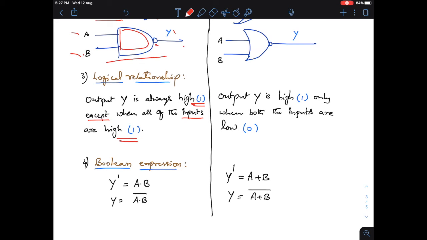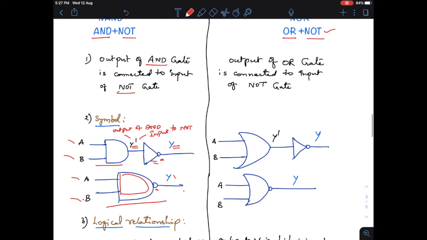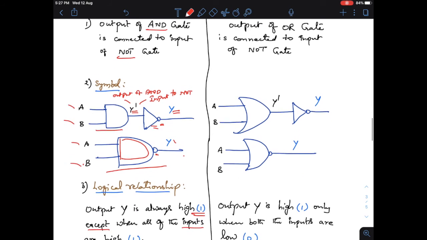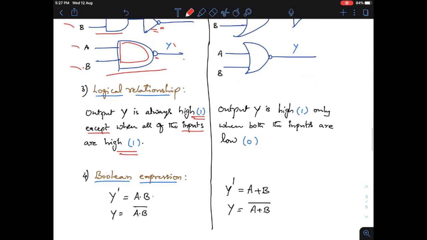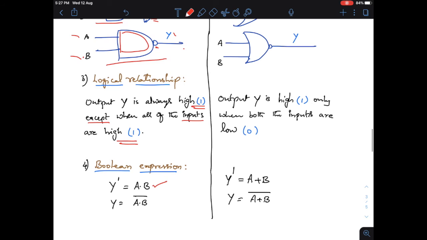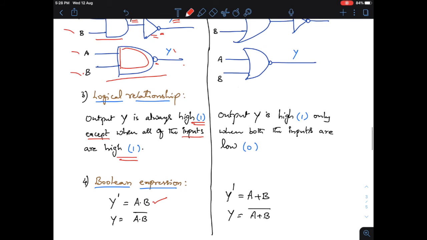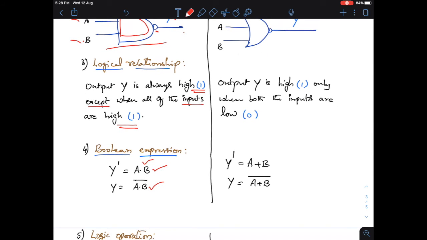We will see that. Then what is the Boolean expression? Now, Y dash, what is Y dash? Output of AND. Now, for AND gate, what is the Boolean expression? A dot B. So, Y dash is A dot B. Now, Y is the output of NAND gate, and that is opposite to Y dash. So, opposite of Y dash means (A dot B) bar. That is your inversion operation of this A dot B. So, (A dot B) bar, that is the Boolean expression.